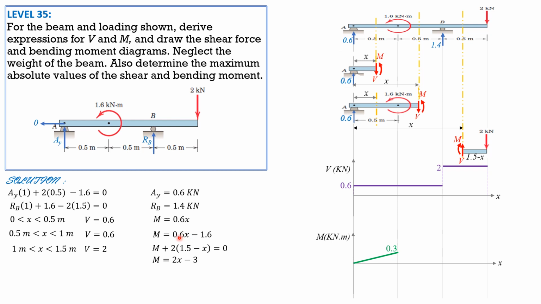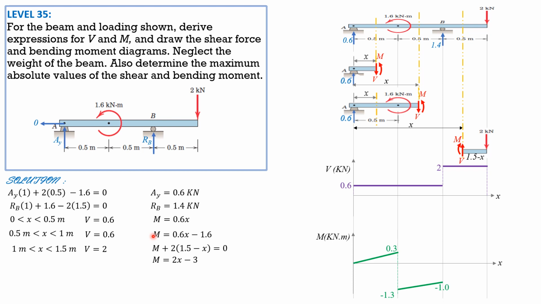When x is 0.5, 0.6 times 0.5 is 0.3 minus 1.6, so negative 1.3. It jumps to negative 1.3 here. Then when x is 1, because this is applicable from 0.5 to 1, 0.6 times 1 is 0.6 minus 1.6 is negative 1. Negative 1 and negative 1.3 must be connected with a straight line. The slope is positive, so this is negative 1.